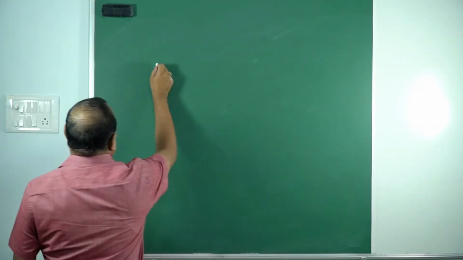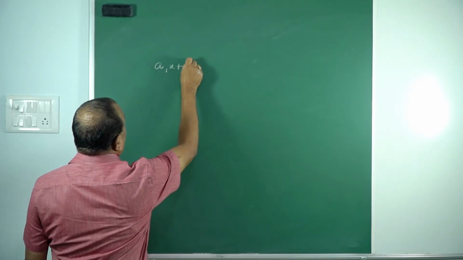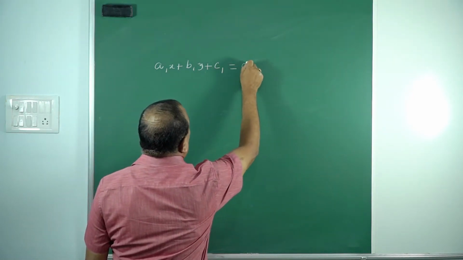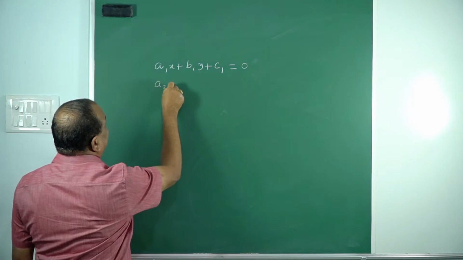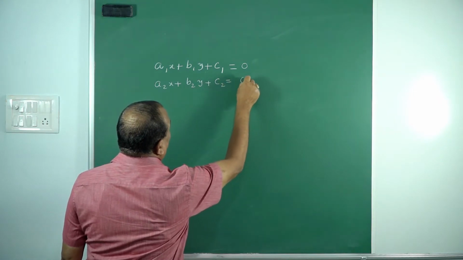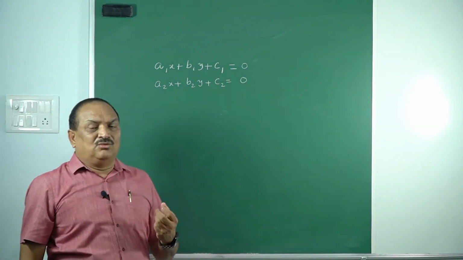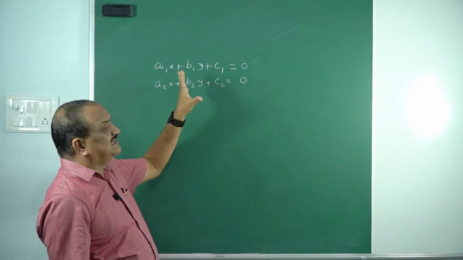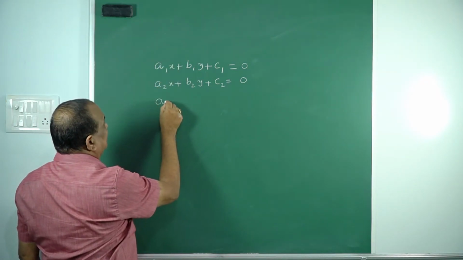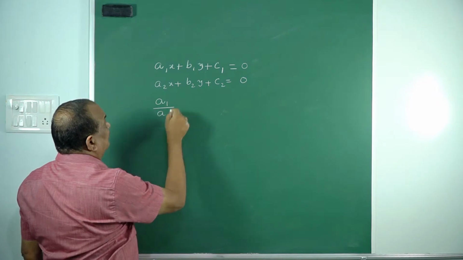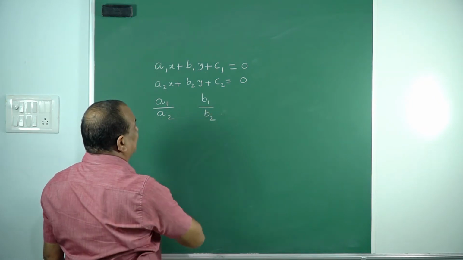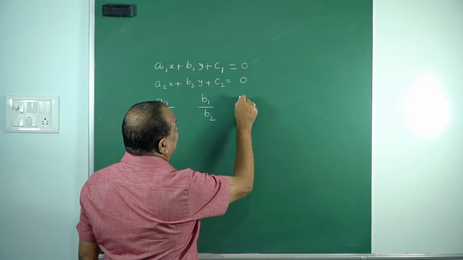I have two equations here. The first equation is a1x plus b1y plus c1 is equal to 0. And the second one is a2x plus b2y plus c2 is equal to 0. Now let us understand how exactly this is going to work. When you take the ratio of the coefficients of x, we get a1 on a2. The ratio of coefficients of y is b1 on b2, and you have c1 on c2.